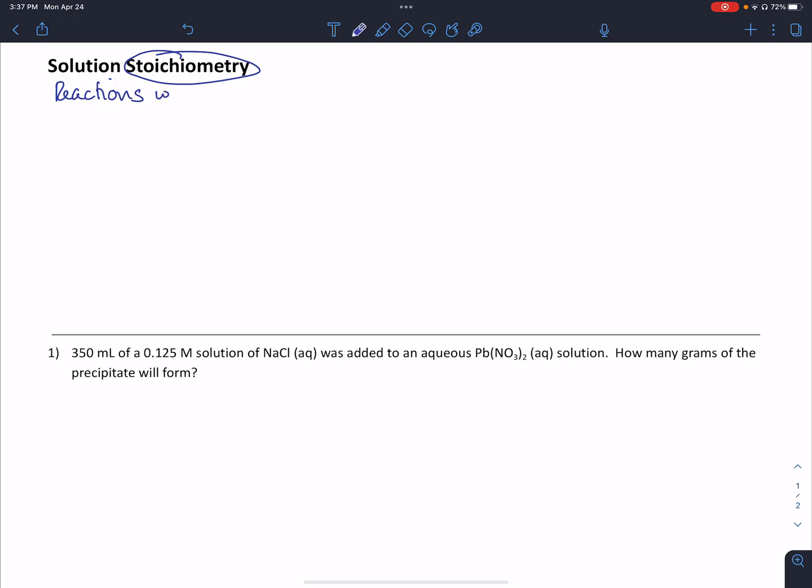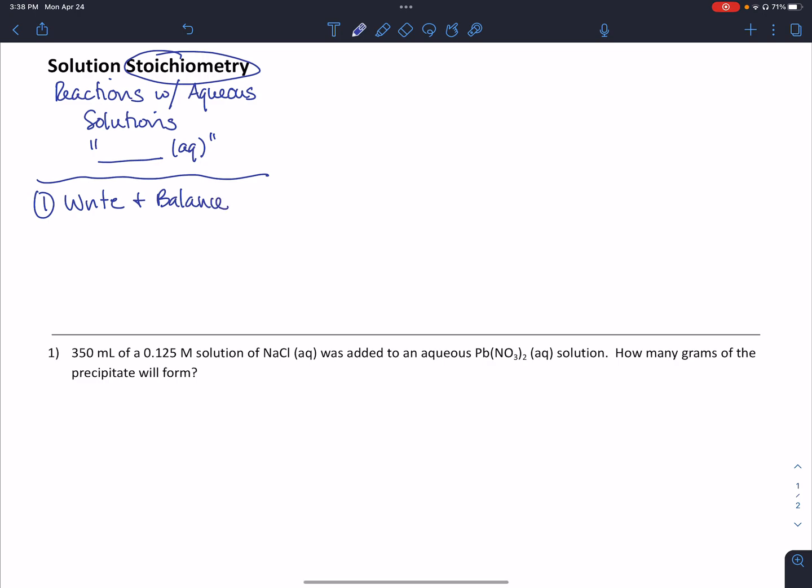But solution stoichiometry deals specifically with reactants that contain aqueous or other solutions, but we're going to focus on aqueous solutions. All right, which means that we got to have some sort of chemical compound followed by that AQ designation. Now, just like we saw with earlier stoichiometry problems, you have to write and balance your reaction. All right, and then just like we saw before, you need a plan.